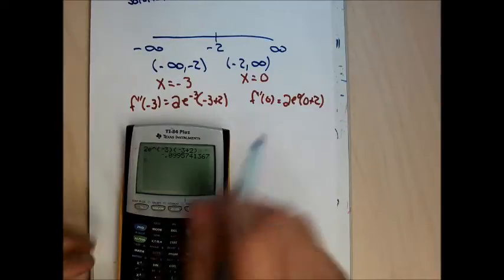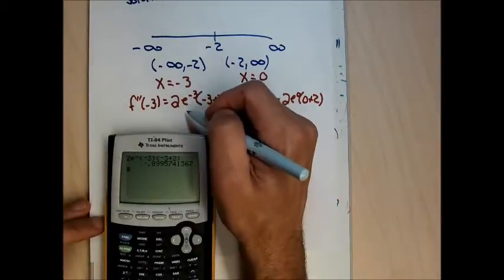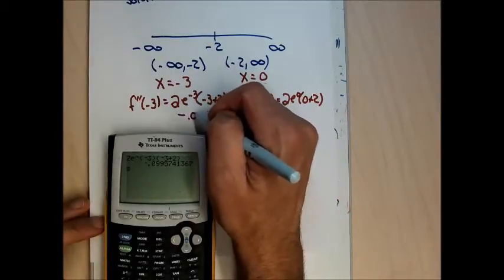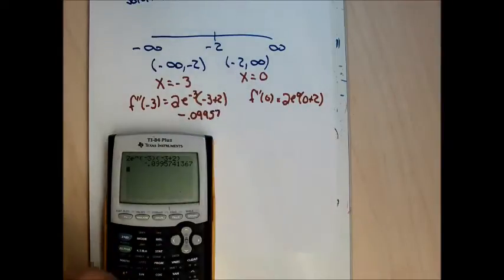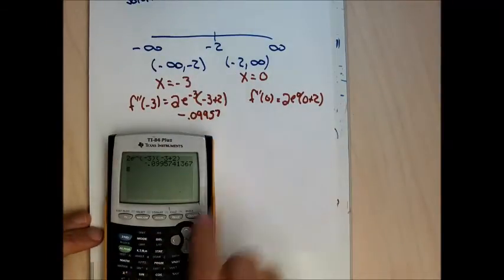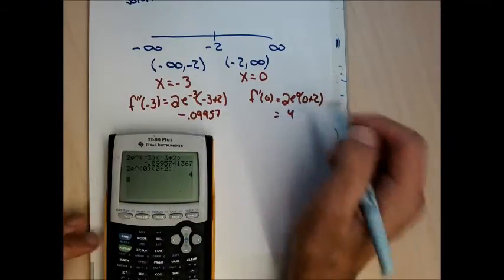And I get negative 0.09957. I don't care to round that right now. It's negative, so the graph is concave down. Second interval, I'm going to go 2 second ln e to the 0 times 0 plus 2, and I get 4. So much nicer number.